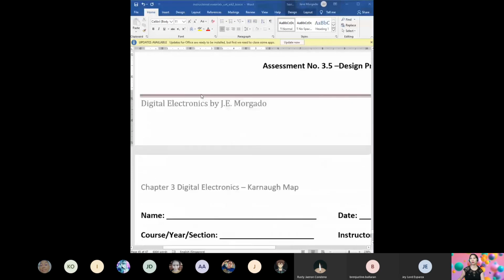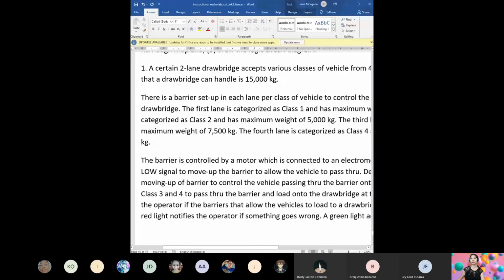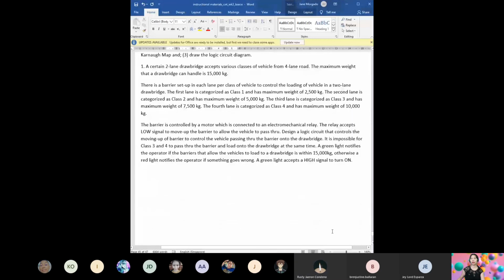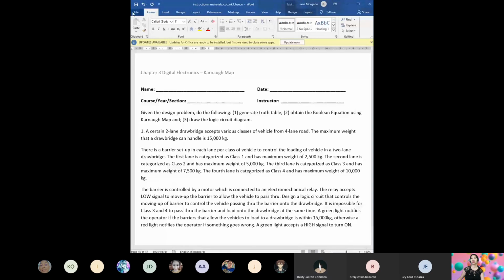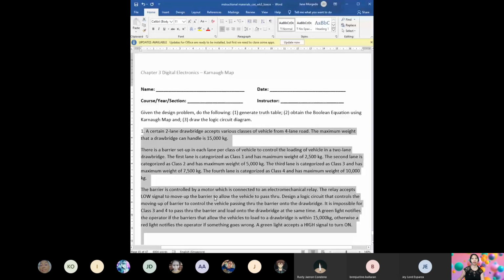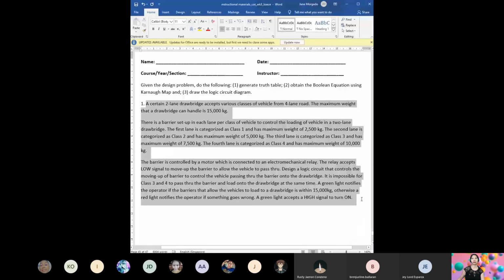What's this? Assessment number 3.5. Ma'am, naka-zoom po. May copy naman kayo nito, di ba? Nasa class files. Okay po. Ang dami nga sinasabi, oh. Kailangan isipin nyo din to. So, kasama din to sa assignment nyo. Okay? So, exam next week from simula up until here.